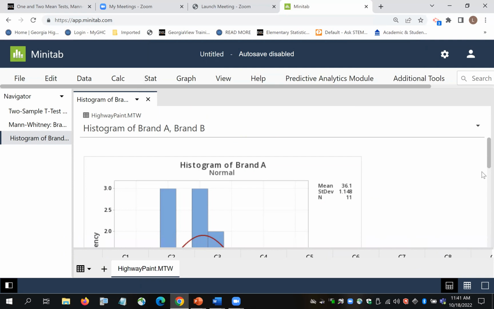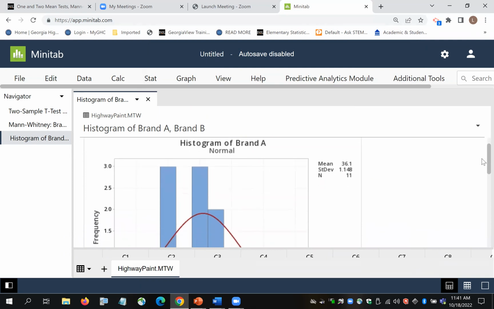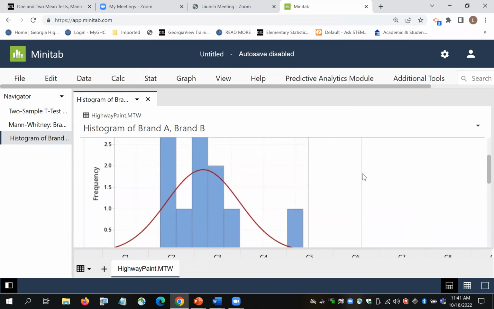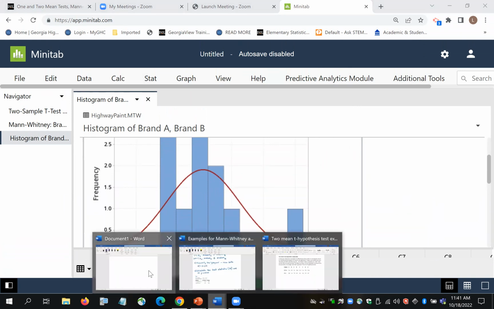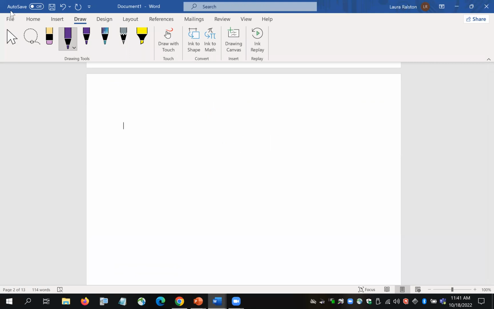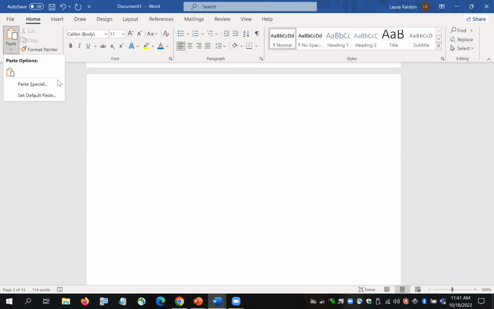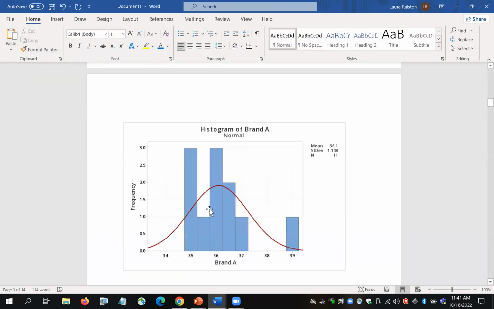Okay, so let me see if I can get this up here where you guys can see it. Okay, so this is histogram A. I don't think you can see it very well. Let me pull it over here. Okay, this is histogram A. Now it does put in that normal distribution curve, but look at the graph itself. If you just look at the histogram, guys, that's not normal. I'm not sure what shape that is, but it's not normal.